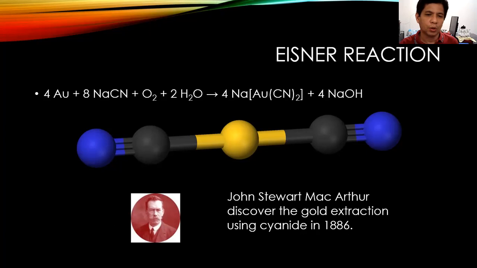All sodium compounds are soluble, so this is what dissolves in the cyanide solution. This is the Elsner reaction. Actually, the one who discovered this process was John Stewart MacArthur in 1886. Probably your question is why it was named after Elsner. Probably Elsner was the chemist who specified this reaction.